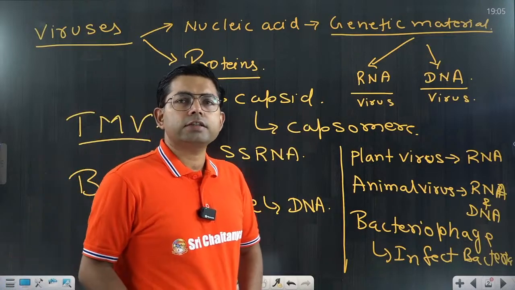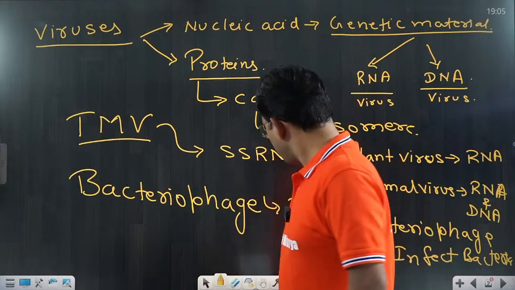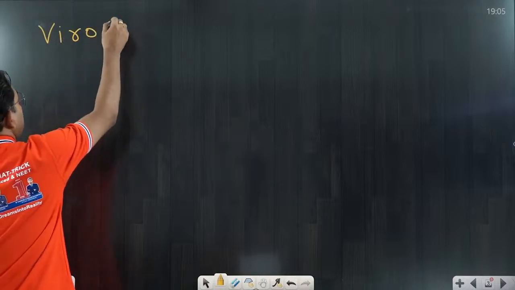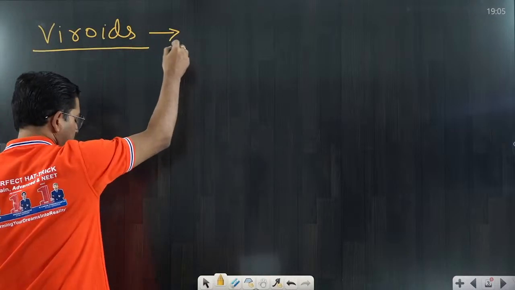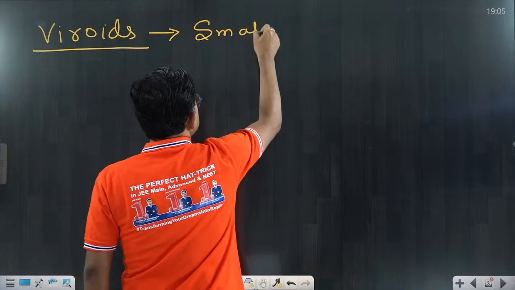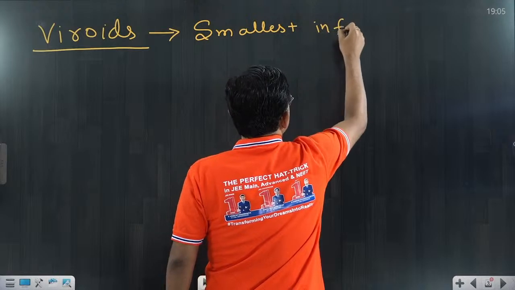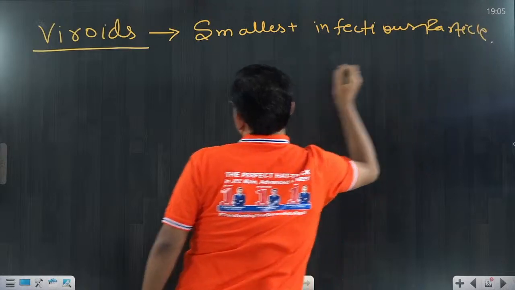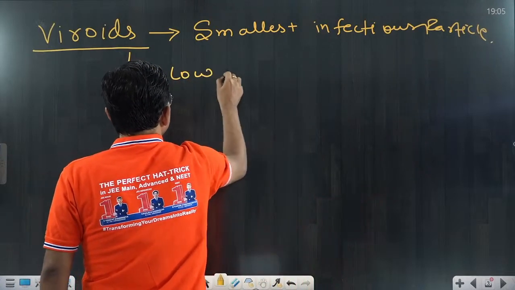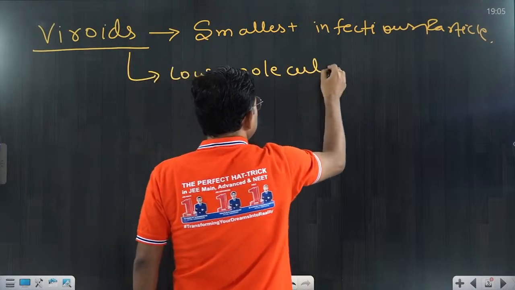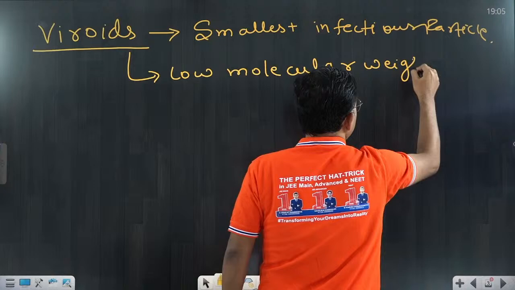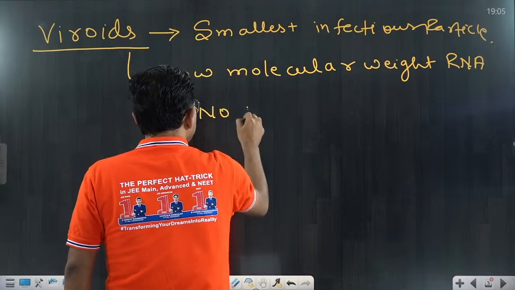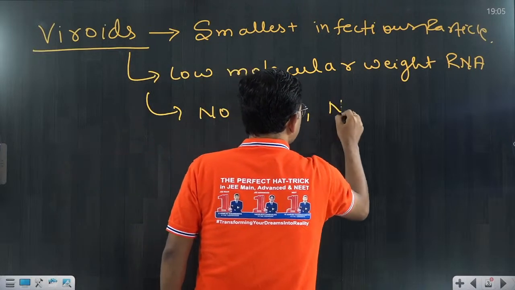Then after viruses we saw viroids. In viroids we saw a few things. First, it is the smallest infectious particle. Then it is a low molecular weight RNA. Is any DNA present? No, it has no DNA. It has no protein.